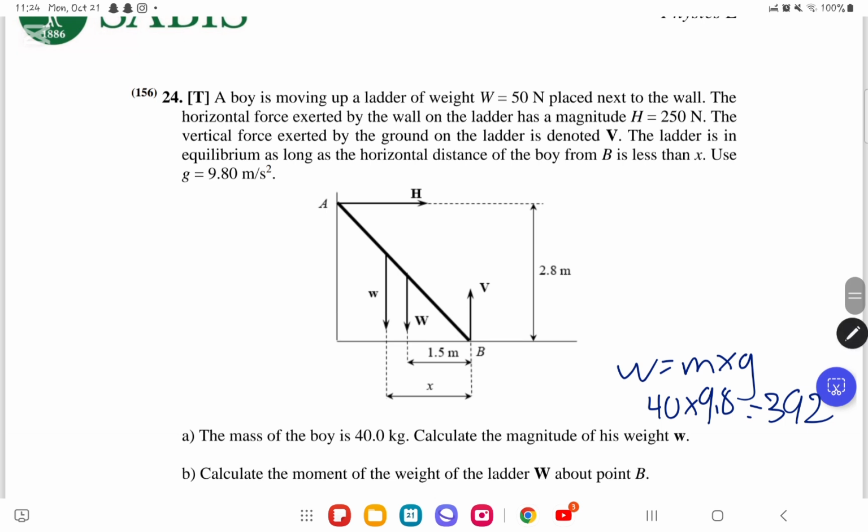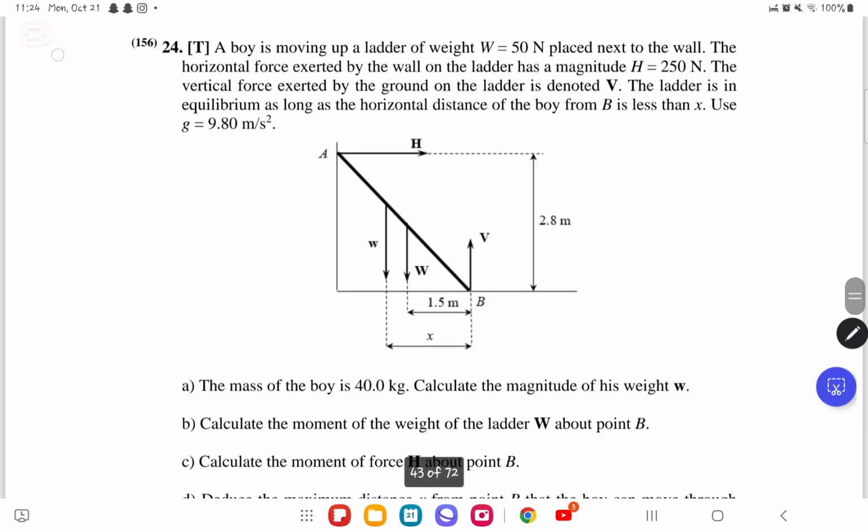Now calculate the moment of the weight on the ladder W about point B. So what we're going to do here is take the weight of the ladder, which is 50 newtons, and multiply it by the distance from the weight, which is 1.5 meters. And so we get the moment, which is 75 newton meters.